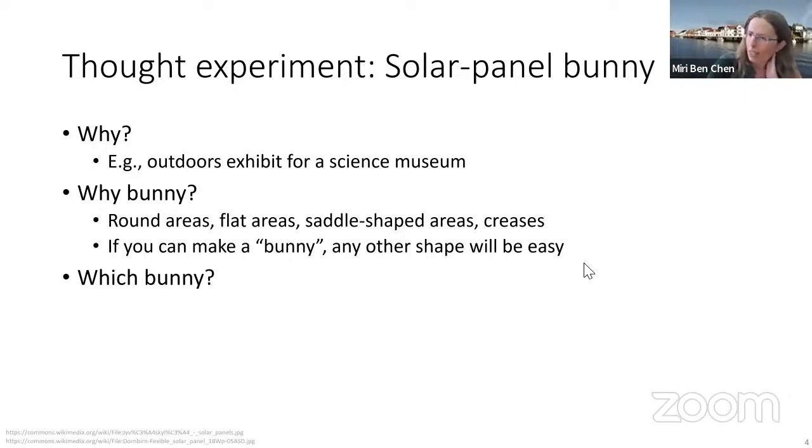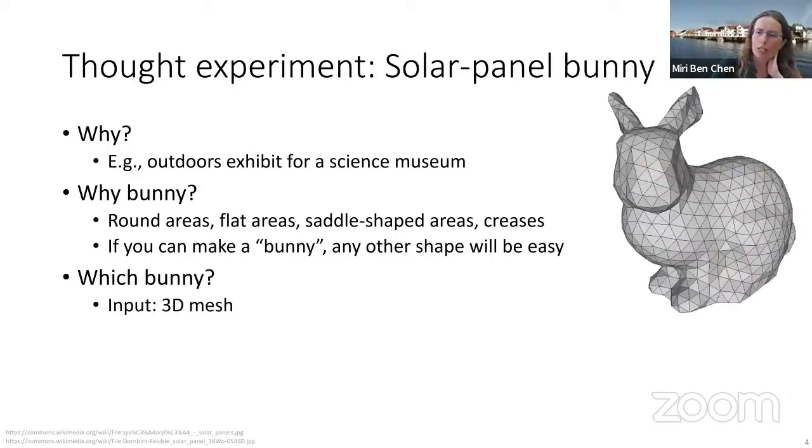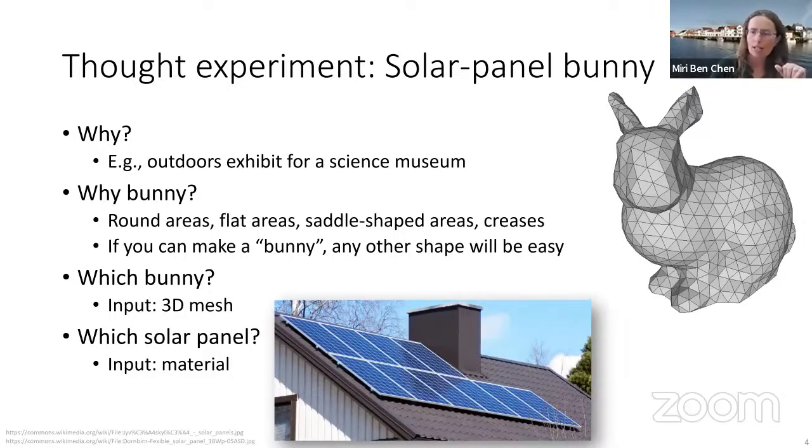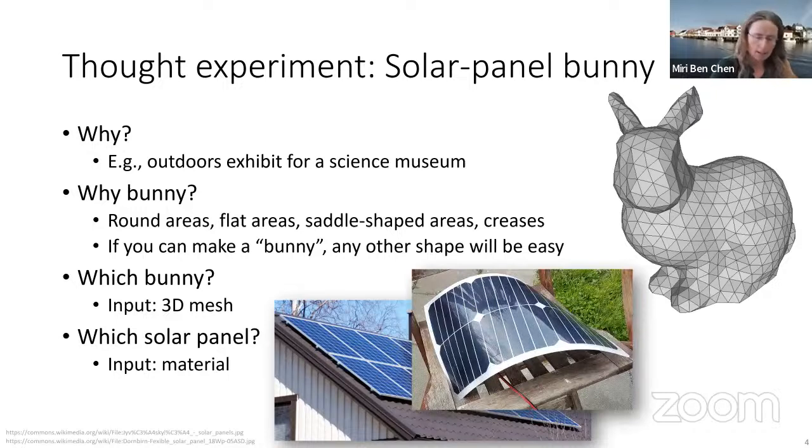So which bunny? It can be just any bunny, right? We get as input one of the 3D shapes, and what we want to do is panel it with solar panels. Which solar panels? This is again something that we get as input. We assume that we also get some material as input, so for example, we can have rigid solar panels or curved solar panels. These are the two options that I will talk about.